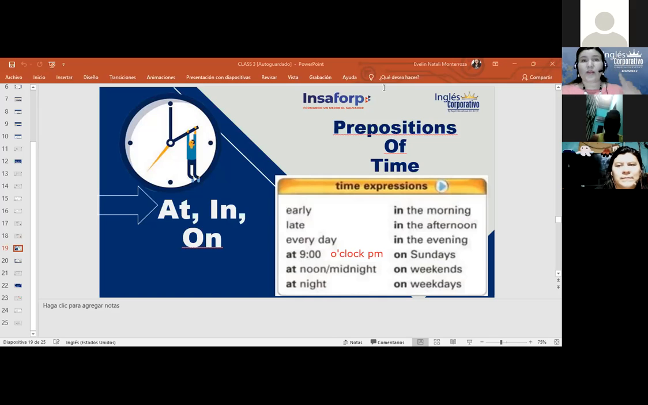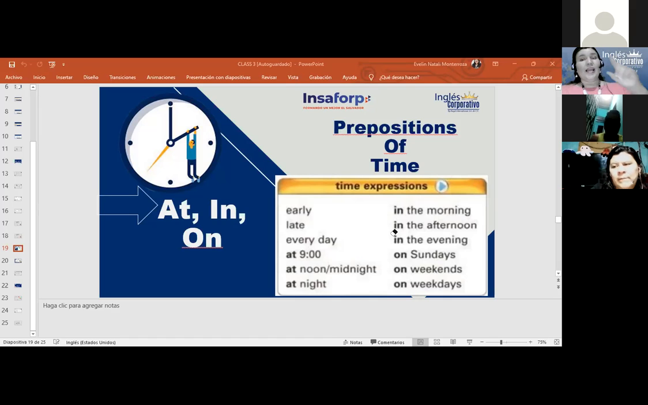So this is one thing for you to remember. At noon, it's al mediodía, right? At midnight, it's a medianoche. And at night, you say at night. You don't say in night or on night, porque es incorrecto.